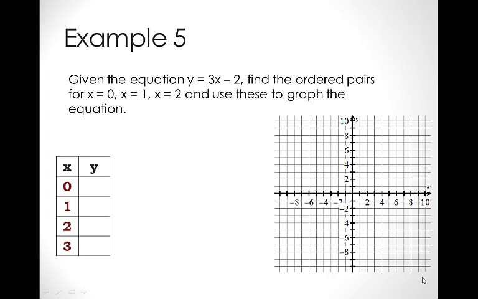Okay, we have our nice grid. Substitute a 0 in first. 3 times 0 minus 2 is negative 2, so that negative 2 goes in for y, and there's our ordered pair (0, -2), and we can plot it. You can do the same thing for the other points.